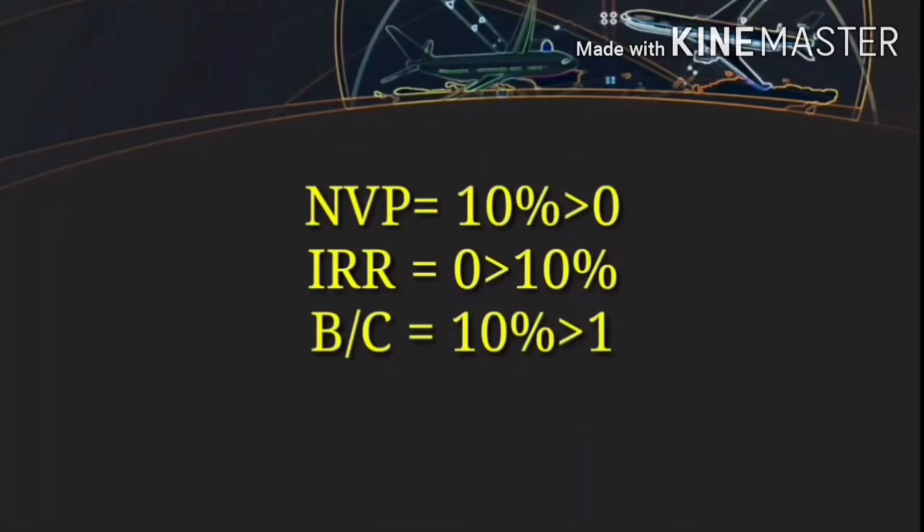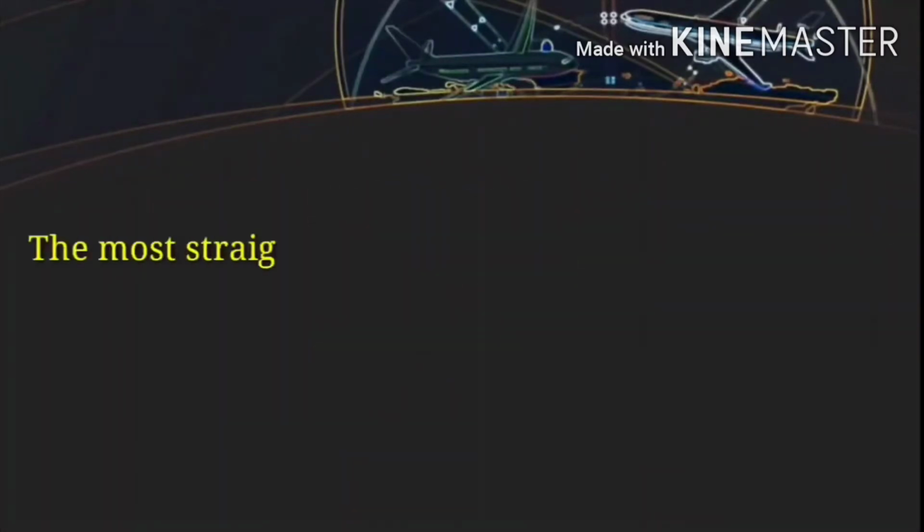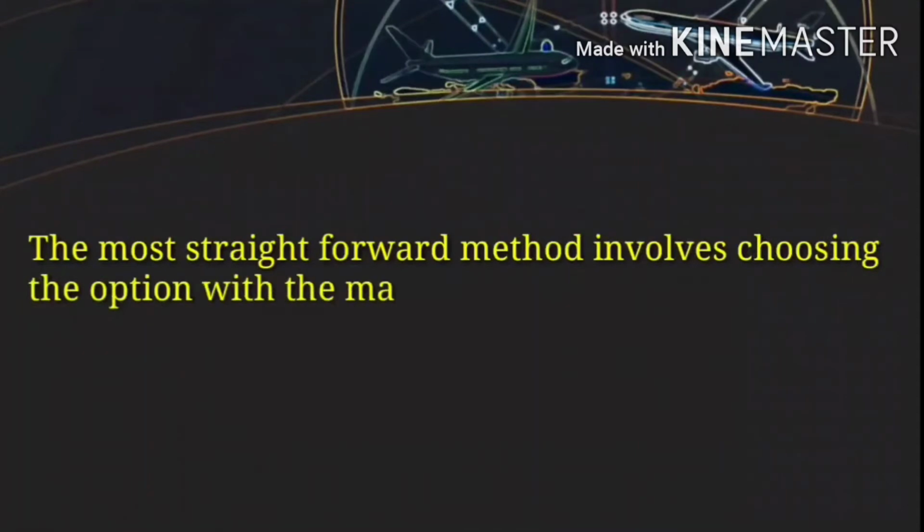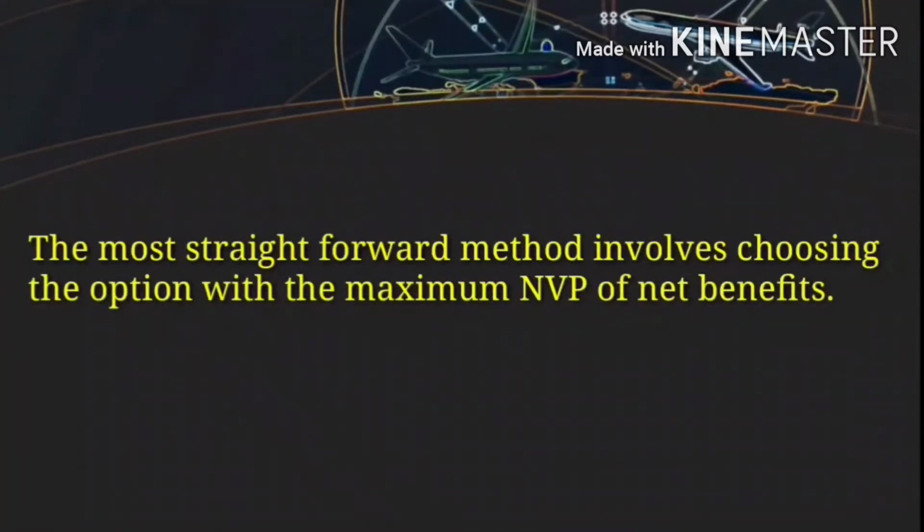Assuming a discount rate of 10%, the project will be economically acceptable if the NPV of the net benefit at 10% is greater than 0, the IRR is greater than 10%, or the benefit-cost ratio at 10% is greater than 1. The most straightforward method involves choosing the option with the maximum NPV of net benefits.